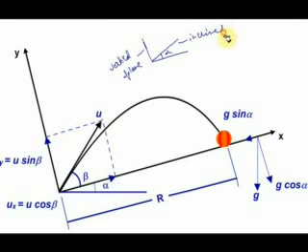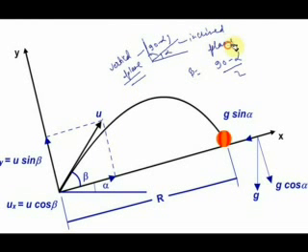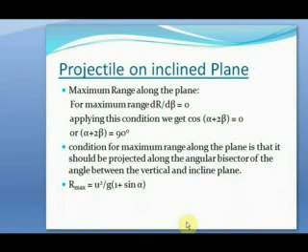are inclined plane. So this angle is nothing but 90 minus alpha, and the value of beta is 90 minus alpha by 2. So the angle of projection should be the angular bisector of the angle made between vertical plane and inclined plane.